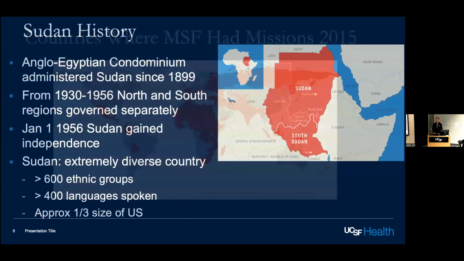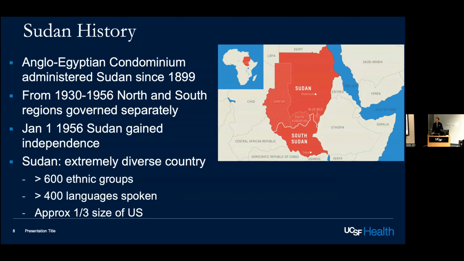So let me talk a little bit about the history of Sudan, because I think, like I said, that's important to understand why there's so much activity there. So really, Sudan was kind of managed by basically Britain and Egypt. And then eventually, in 1955, 56, Sudan gained independence. It's a huge country. It's extremely diverse. As you see on the slides here, there's greater than 600 ethnic groups, over 400 languages spoken, and approximately a third of the size of the United States. So it's just incredibly, incredibly diverse.